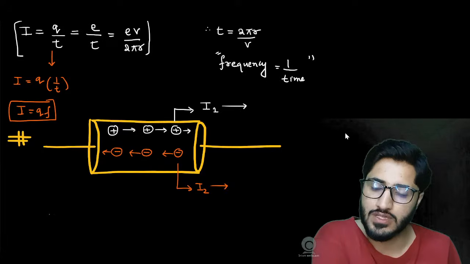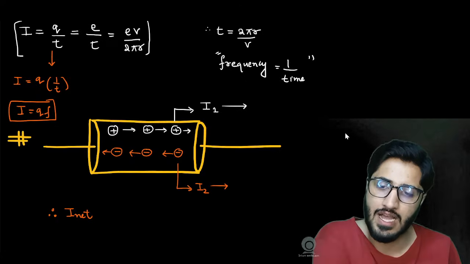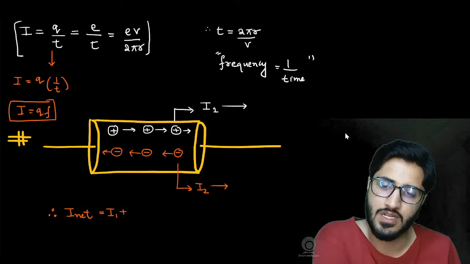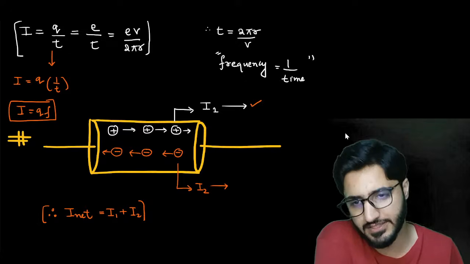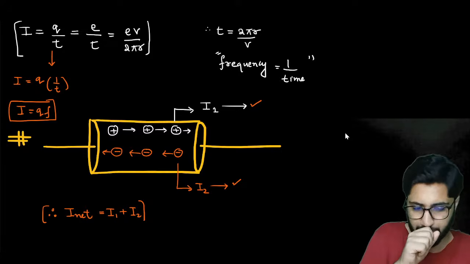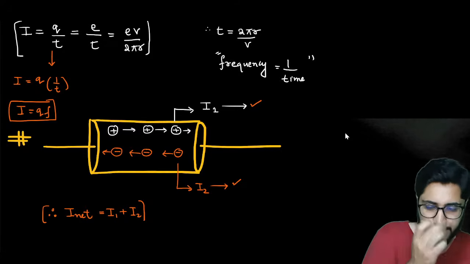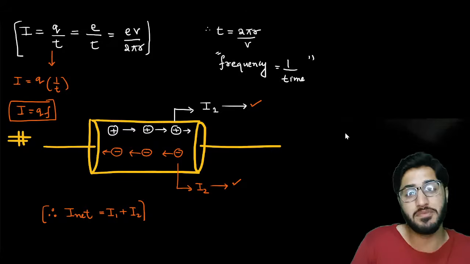So if you need to write the net current, net current would be I1 plus I2. Why? Because both currents flow in the same direction.